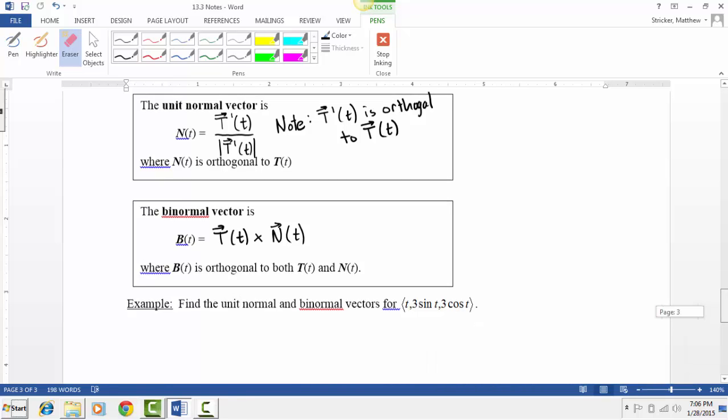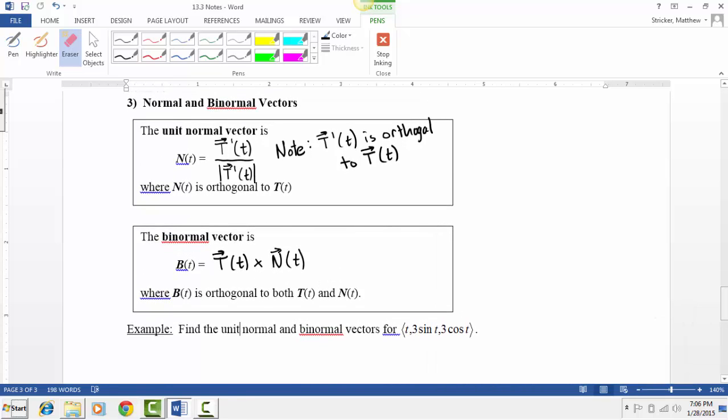Alright, in this video we're going to take a look at an example of finding both the unit normal vector and the binormal vector for a given vector. We talked about in class how both of these vectors are derived, and you can see them in the two boxes here. I gave you those formulas, but we didn't get a chance to do an example. So we're going to go ahead and cover the example in your notes.